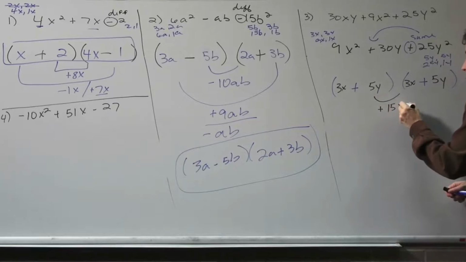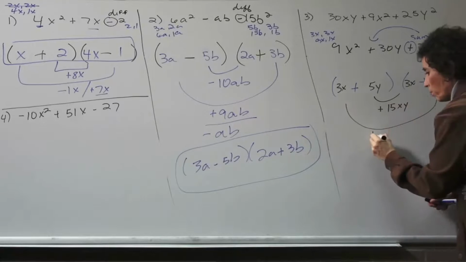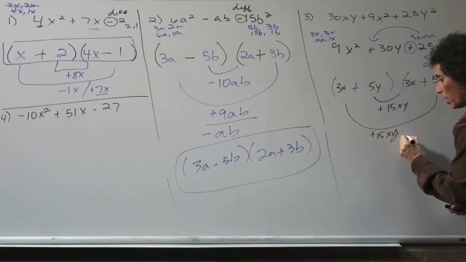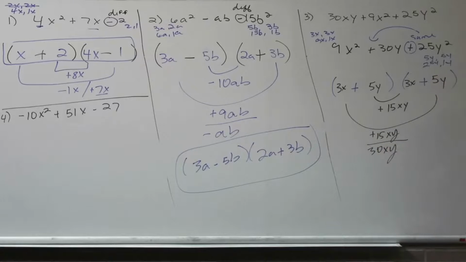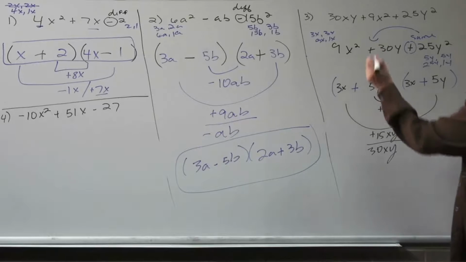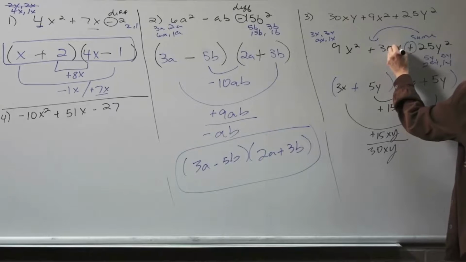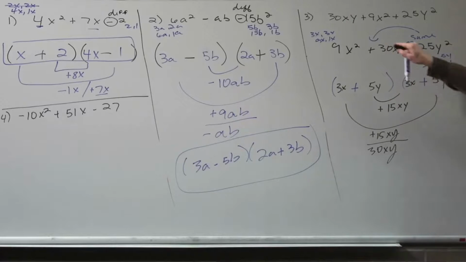Positive 15xy, positive 15xy is positive 30xy. So I have my middle term. Oh, I lost my x, didn't I, here? But I knew it was there. 30xy, there it is. Positive 30xy is my middle term, so I am done.